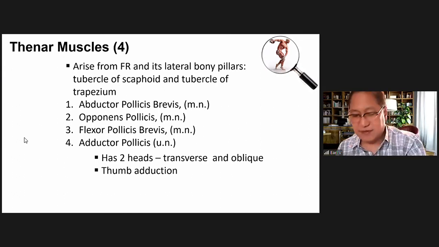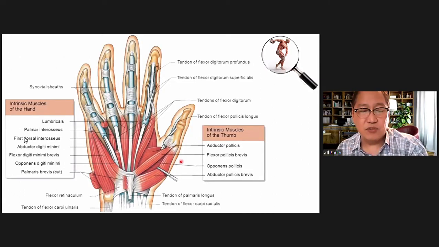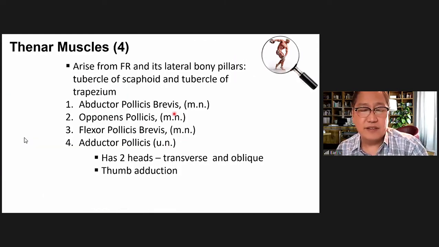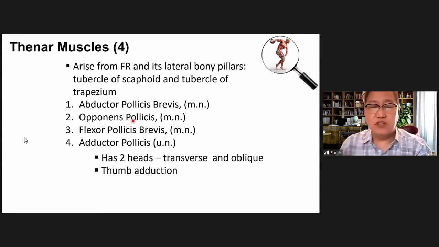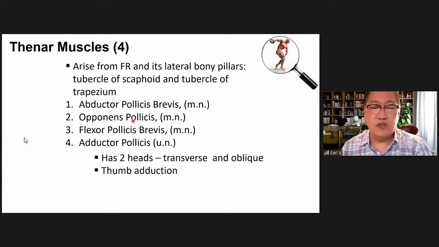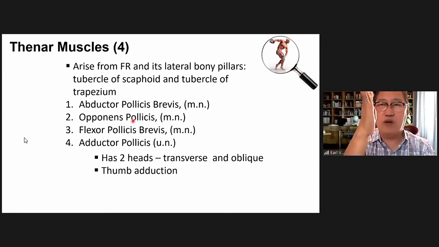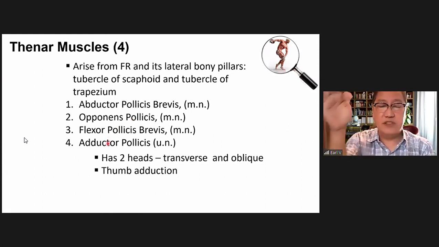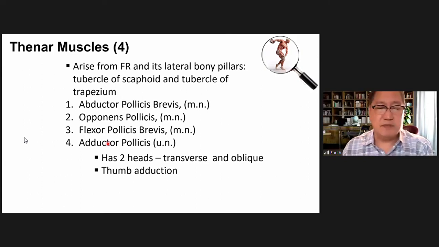Are you familiar with thenar eminence? Yes. Ito, this is the thenar portion. Alright? So there are four muscles. Yung abductor pollicis brevis, it also does abduction of the thumb. Opponens pollicis, papunta sa pinky para mag-oppose. And flexor pollicis brevis, it's going towards the thumb from extension to the flexion. Adductor pollicis, ito na yung bumabalik. Yung bumabalik na sa adduct.